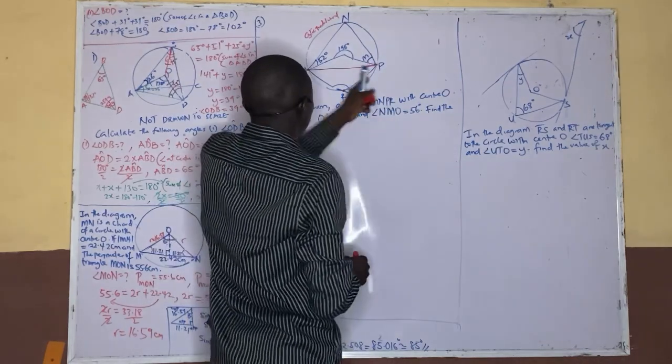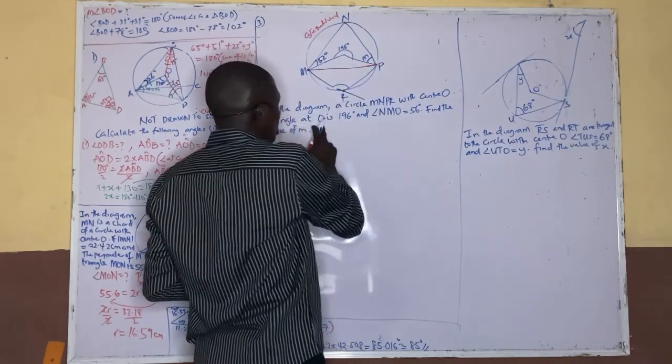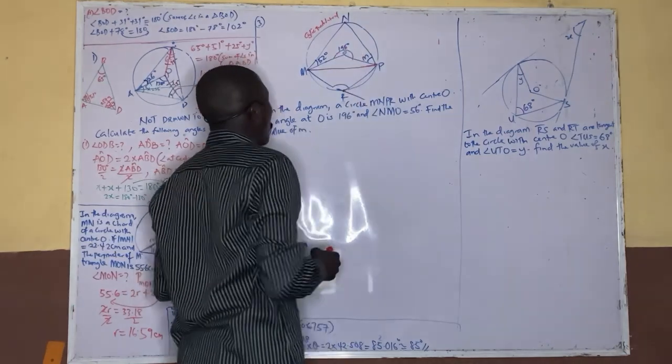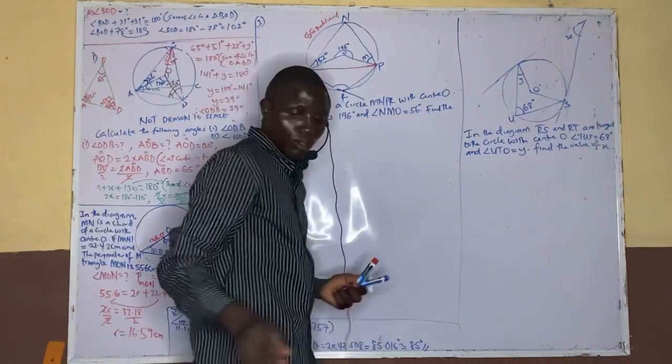This is what? A triangle. This is what? A triangle with radius. This is center, what? You can see we are told that this is center O. We have center O here. So now, how do you draw about this? We need to get the O angle here.